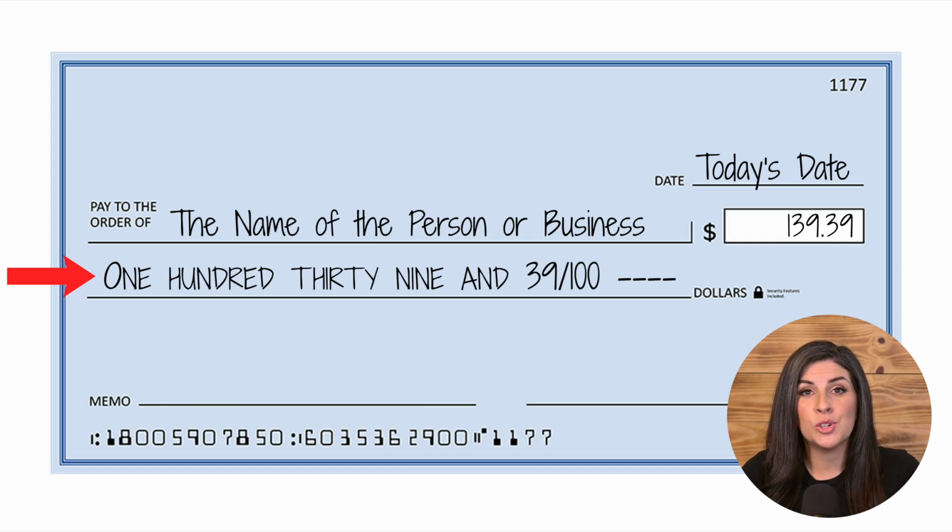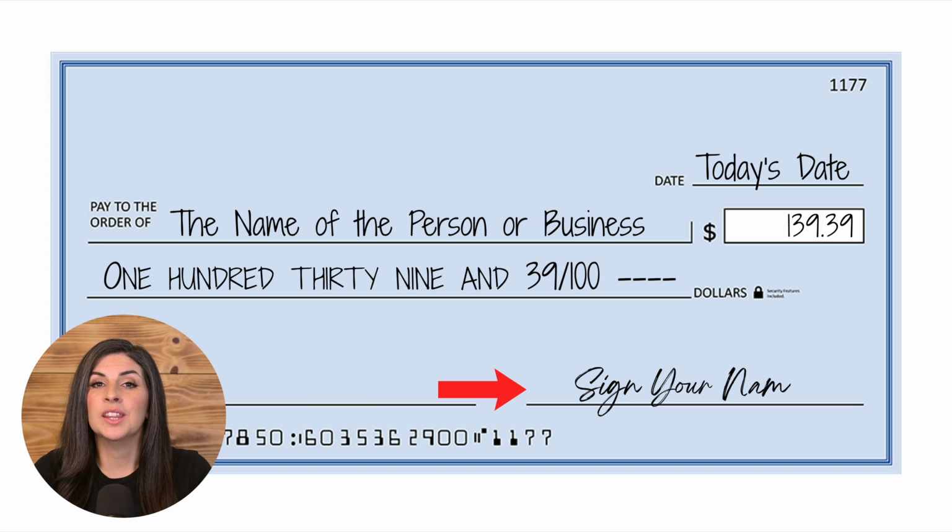The only time numbers will appear on this line is when it comes to cents. You will write the number of cents out of 100 to represent the number of pennies out of a dollar. For example, 139 and 39 over 100. Sign the check on the signature line in the bottom right corner. Use the same name and signature that you use for everything else. Don't forget this step because a check will not be valid without a signature.